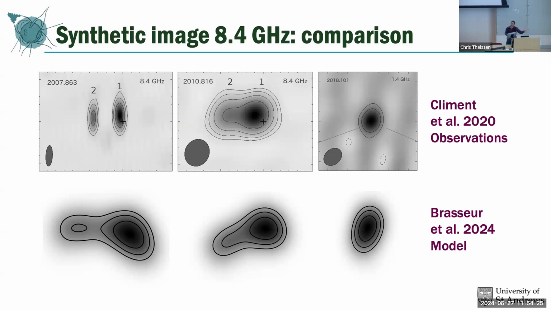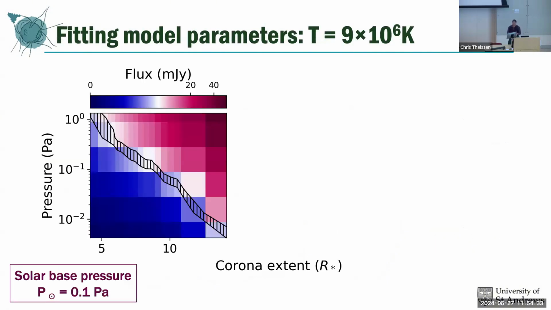And I do this across a grid of models, so varying the temperature, varying the size of the corona, and varying the base pressure. If I fix to one of the temperatures we test, 9 million degrees for the corona temperature, and I look at the models varying the corona extent and the pressure, I get this distribution. The black contour line is showing the area of agreement between our model and the observations. And we can see that there's a range of corona sizes and pressures that will give the correct flux.